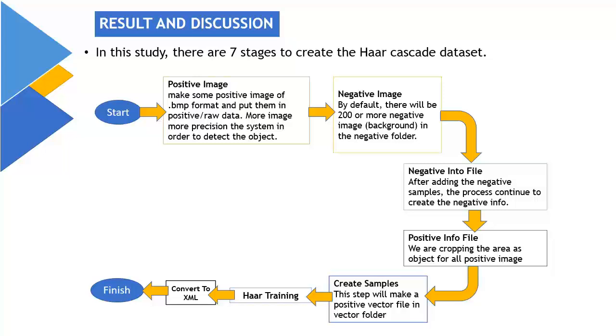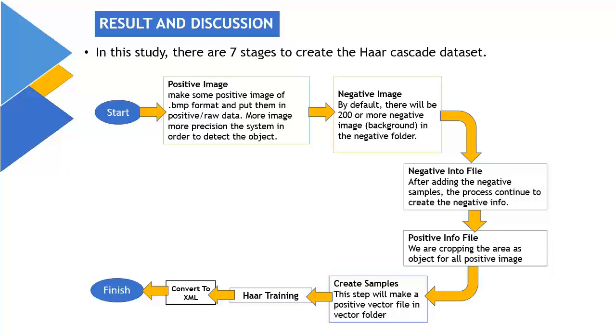The third step is negative info file. After adding the negative samples, the process continues to create the negative info. The fourth step, positive info file. We are cropping the area as object for all positive image. The fifth step is creating the sample. This step will make a positive vector file in vector folder.